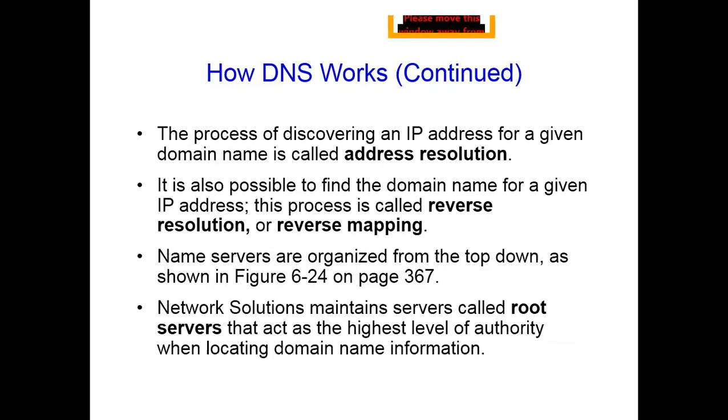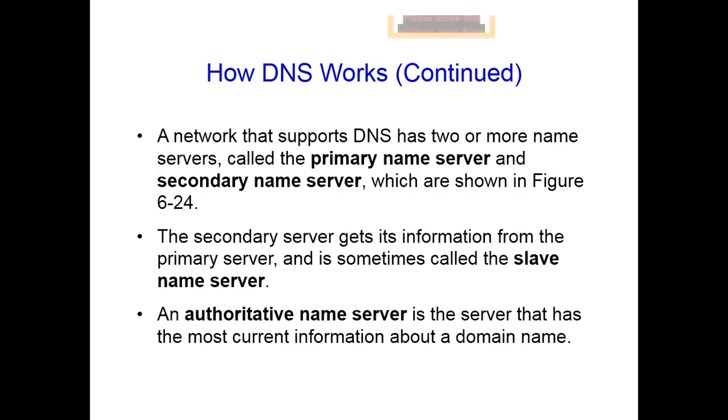Name servers are organized from the top down. Network Solutions maintains servers called root servers that act as the highest level of authority when locating domain name information. A network that supports DNS has two or more name servers, called the primary name server and secondary name server. The secondary server gets its information from the primary server and is sometimes called the slave name server.